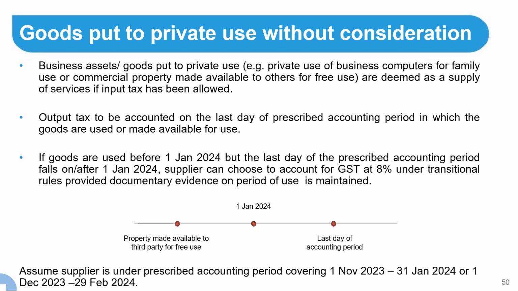If the goods are used or made available for private or non-business use before 1st January 2024, but the last day of the prescribed accounting period falls on or after 1st January 2024, you are required to account for output tax at 9% on the full cost of providing the services, as the supply is treated as taking place after the rate change date. However, the transitional rules allow you to account for deemed output tax at 8% on the extent of goods put to private use before 1st January 2024, provided you maintain documentary evidence on period of use for the goods or assets.